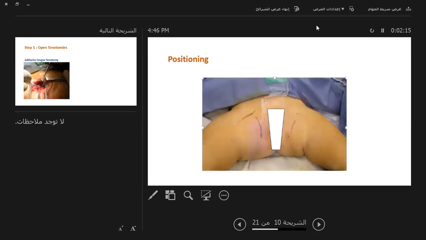And a quick review of the surgical technique, starting from the positioning of the child, as well as making the transverse skin incision centered over the adductor longus tendon. It is almost 3 to 4 centimeters, transverse. And we think that a transverse wound is better cosmetically than the longitudinal one, which is described elsewhere.